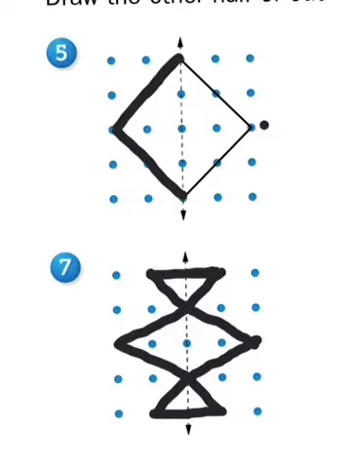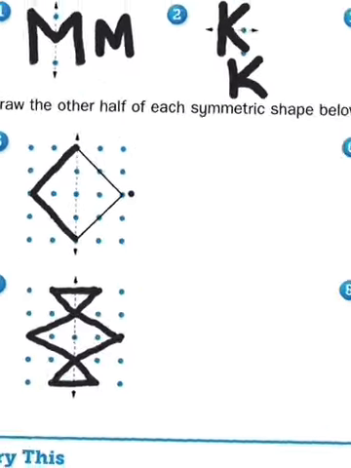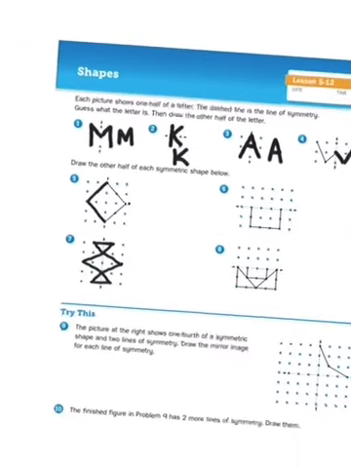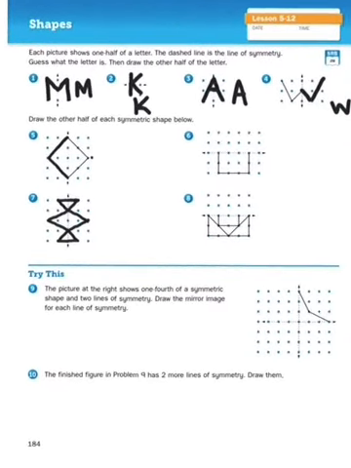So what you're going to do now is pause the video. You're going to do the two we just did together, 5 and 7. You're going to do 6 and 8. And then I want you to do number 9. And that has two lines of symmetry.